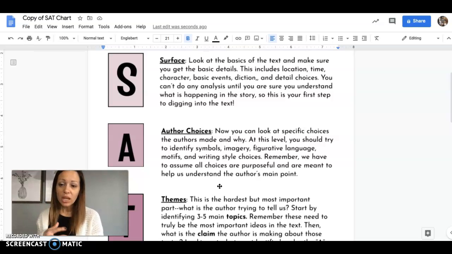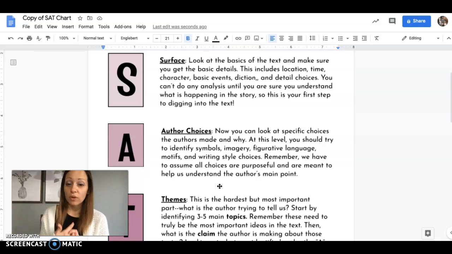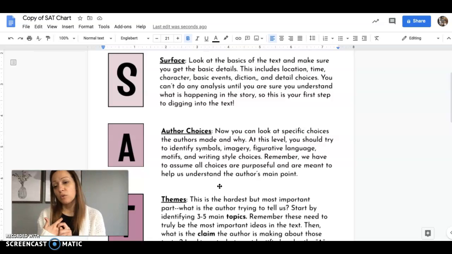The second thing that you're going to be looking at is author choices. So you can look at specific choices the authors made. At this level, you're trying to identify symbols, imagery, figurative language, writing style choices. You might be looking at choices that the author made with location or character names.